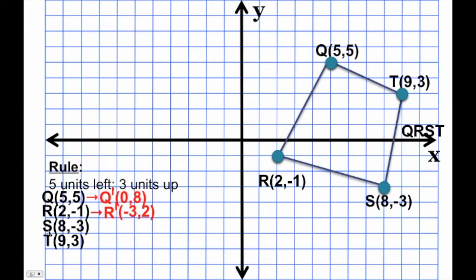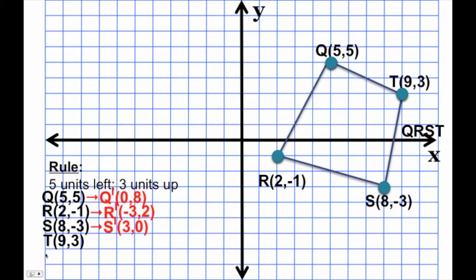How about S? S is going to become S prime at 8 minus 5, negative 3 plus 3. Again, 8 minus 5 because we're going 5 to the left, and negative 3 plus 3 because we're going 3 units up. And that's going to give us S prime at 3, 0.